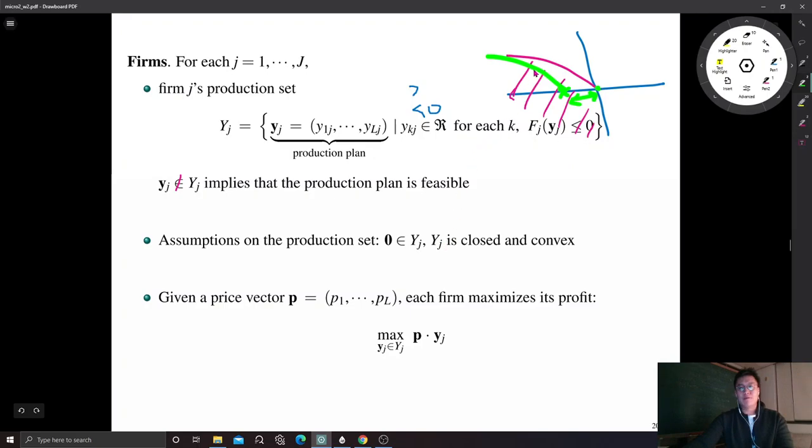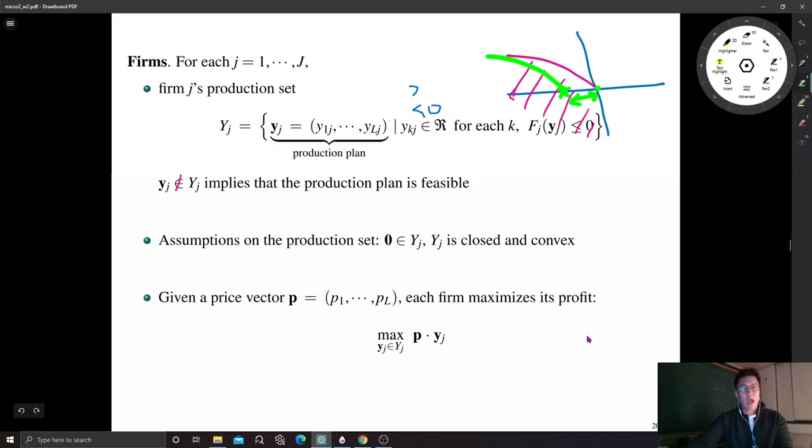And we assume the production set is closed and convex. So if we have a production function for each firm, a convex set means the production function is concave. So we have a diminishing marginal productivity.